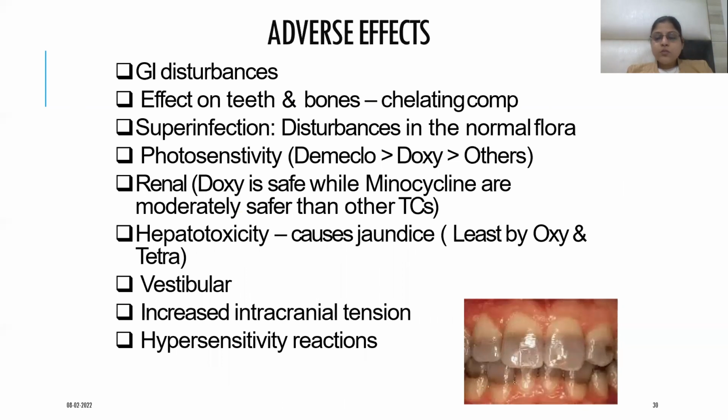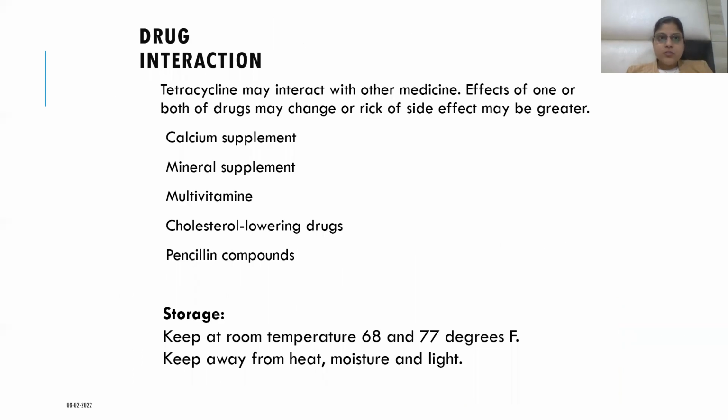Photosensitivity can be caused more by demeclocycline, followed by doxycycline. Renal: doxycycline is safe. Minocycline is moderately safer than other tetracyclines. Hepatotoxicity can be caused. Vestibular abnormality can be caused, which is basically more by minocycline. They can cause increased intracranial tension and hypersensitivity reactions.